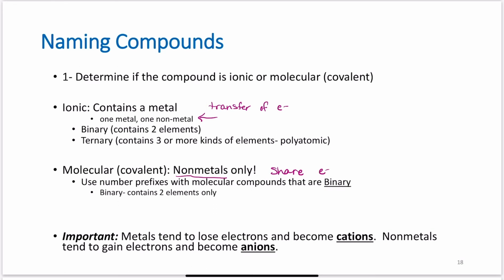A very important thing to remember in this section is that metals tend to lose electrons and become cations. Nonmetals want to gain electrons and become anions. If you can remember, metals are going to lose, nonmetals are going to gain. Metals form those cations, nonmetals form those anions. It will make naming so much easier for you.